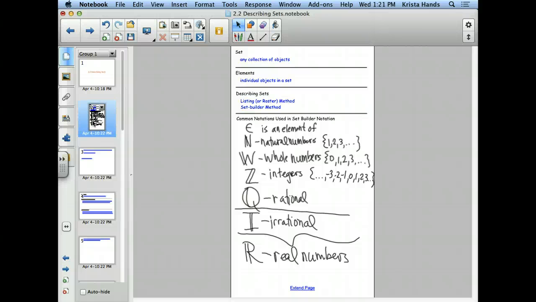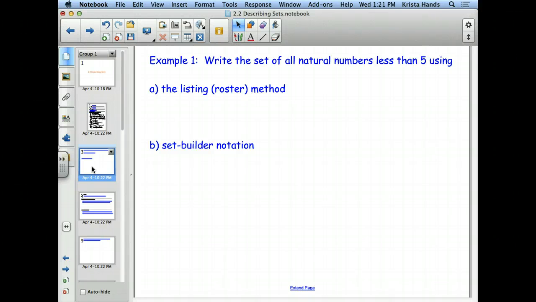All right, you ready to take a look at some? Now we've got a little bit of notation to talk about. All right, we're going to talk about how to write the listing method versus the roster method.